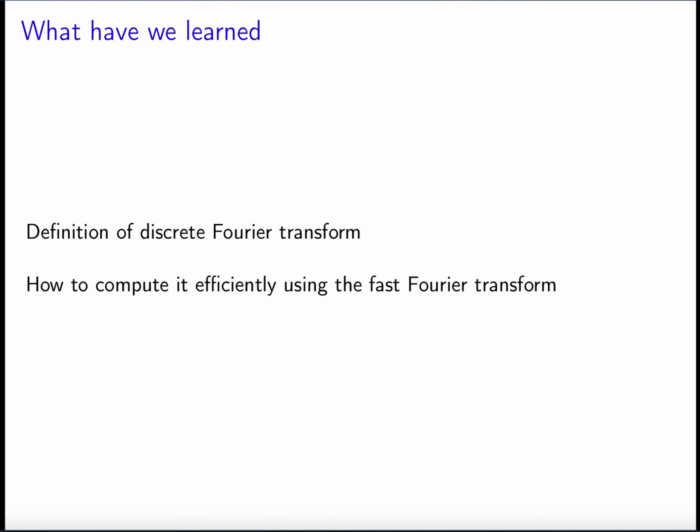So what have we learned? We have learned the definition of the discrete Fourier transform, and we have learned how to compute it very efficiently using the fast Fourier transform.